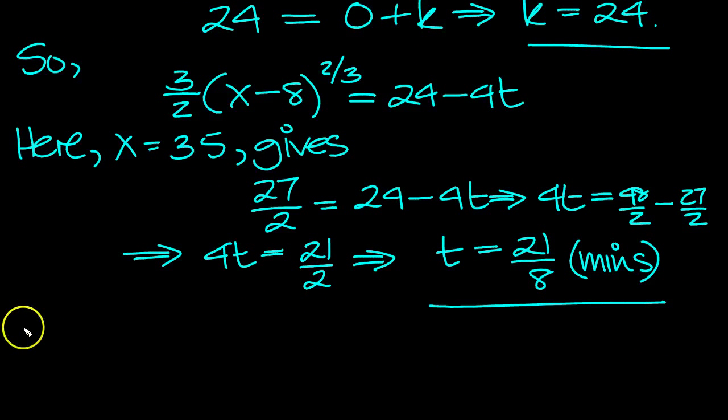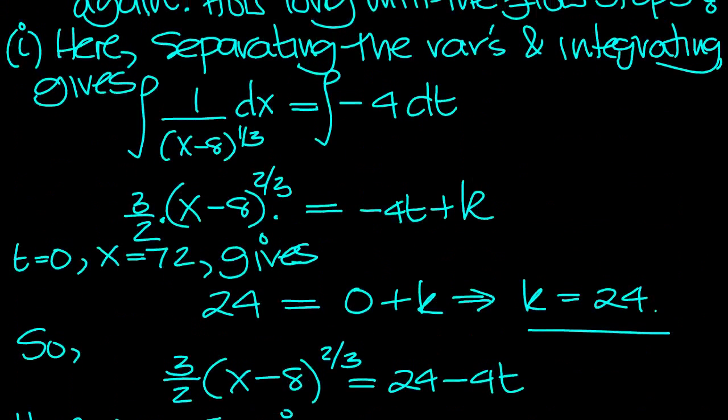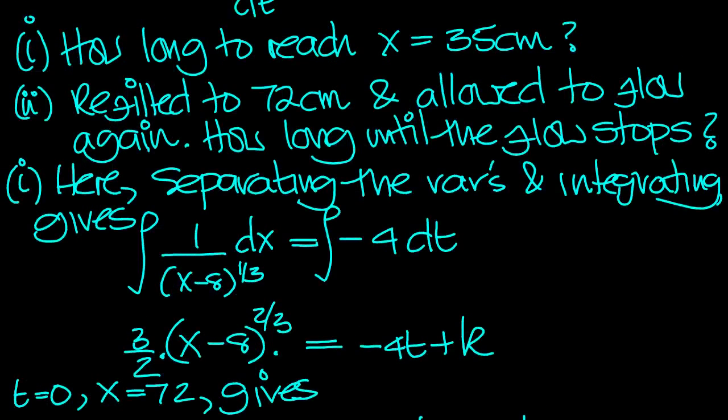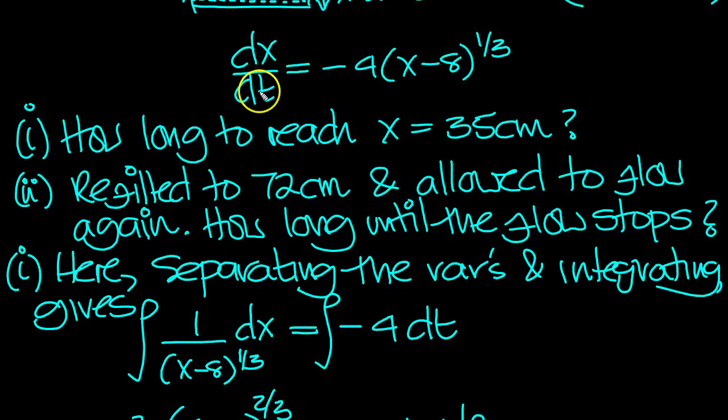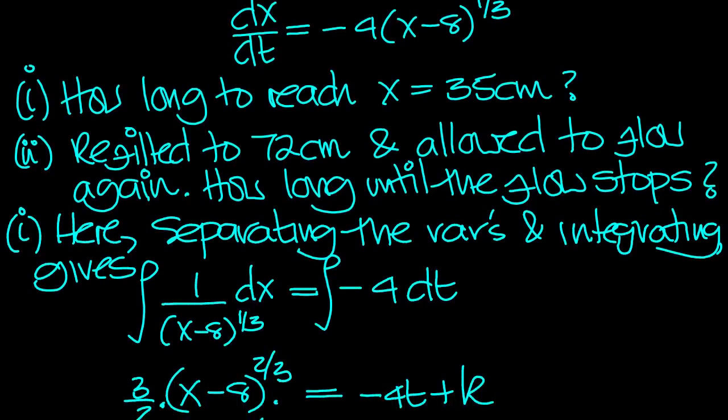Now, part 2, we said about that. It isn't when the tank is empty, it's when the flow stops, and that we presume is when x equals 8, and that was observed by looking at the solution of the differential equation. So go back to the original question. You can see it here, dx/dt is minus 4 times this. So the rate of flow will be negative from x down to 8, and then it will stop. That's inferred from the differential equation.